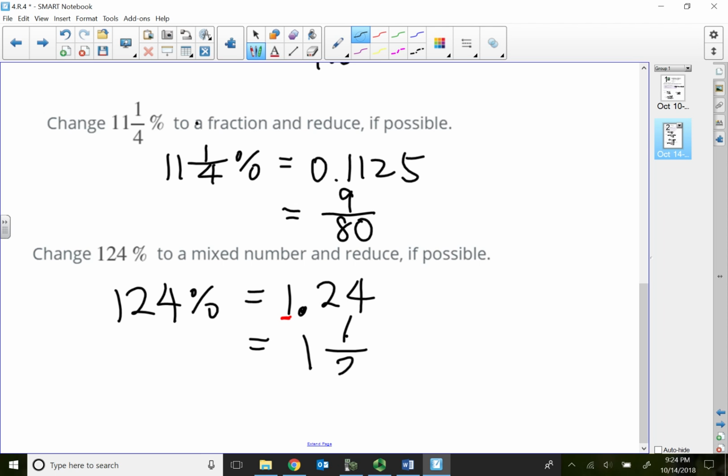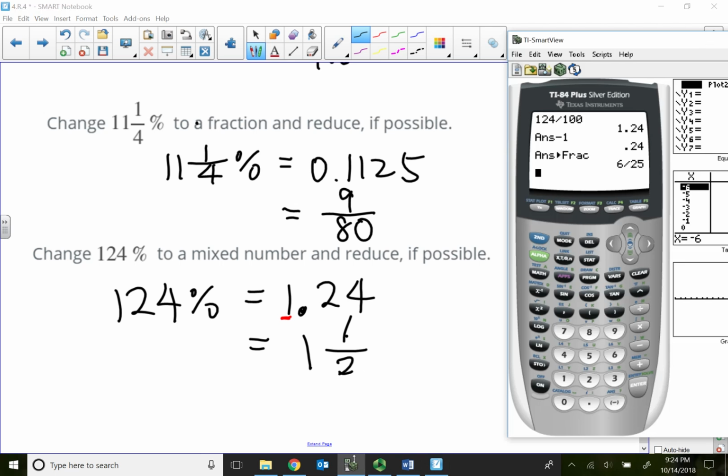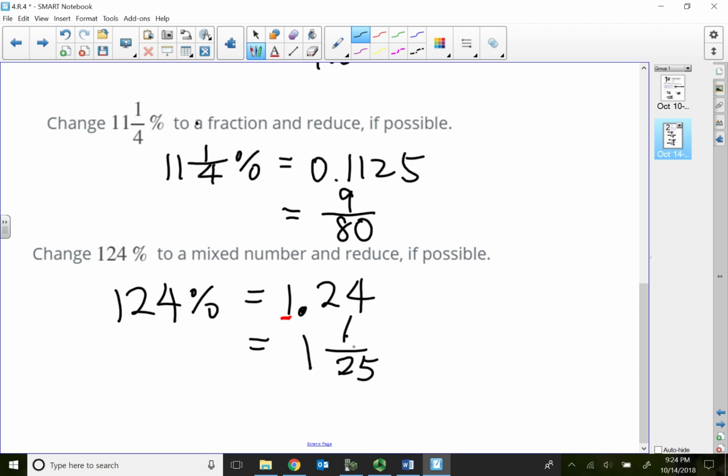Now, if you're using a scientific calculator, once you get to 1.24, if you do the F to D most of the time, or the S to D, in a lot of cases, they will actually turn it into a mixed number for you right away.